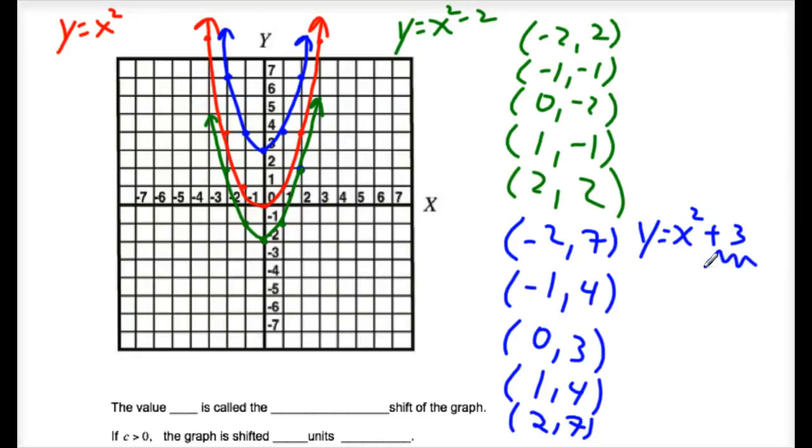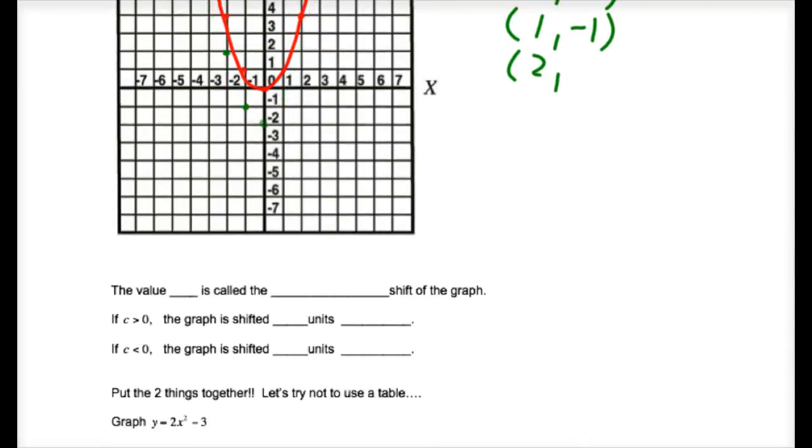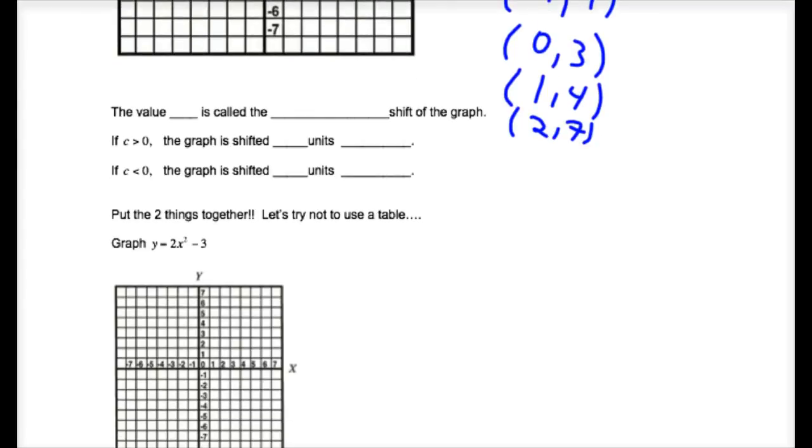But guys, don't worry about what it looks like. Seriously, you're bothering me. It moved 3 units. The blue one moved 3 units up, plus 3. What did the green one do? It moved down 2. Okay. Now, the value.